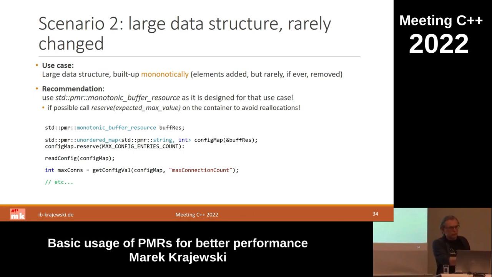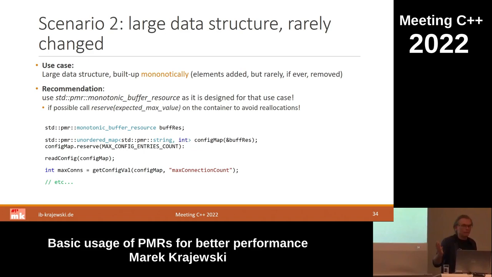And we don't specify any local memory buffer. So what happens? Watch this, the default upstream, new delete. So at first, the unordered map will get some memory. We can also reserve the memory for the expected number of entries, so we don't reallocate it every time. If possible, call reserve on the container to avoid reallocation. Understood? Okay, scenario two.